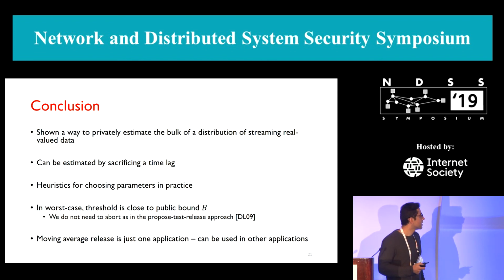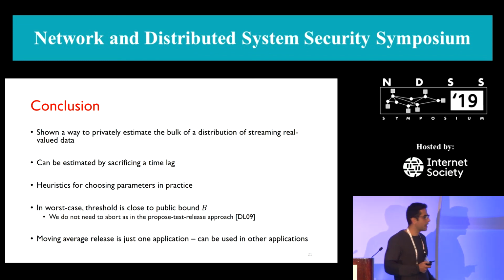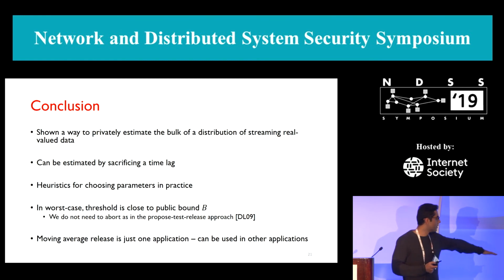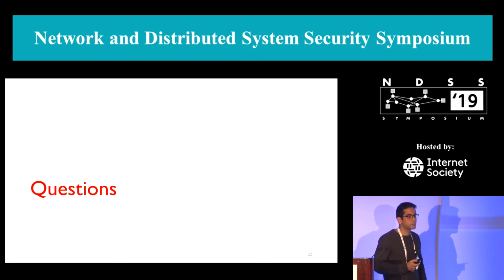To conclude, we have presented a way to privately estimate the bulk of a distribution which comes in a streaming fashion. We sacrifice utility with this time lag that we introduced. We have shown heuristics on how to choose parameters for both privacy and utility. Importantly, in the worst case, if we get a threshold that is very close to the public bound B, we still perform better than the state of the art. One final thing is that moving average is just used as one application. There are many applications, as I mentioned in the beginning of the presentation, in which our mechanism could be used. All right, thank you.